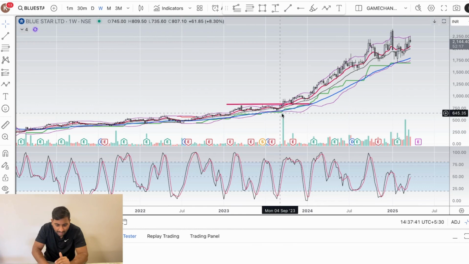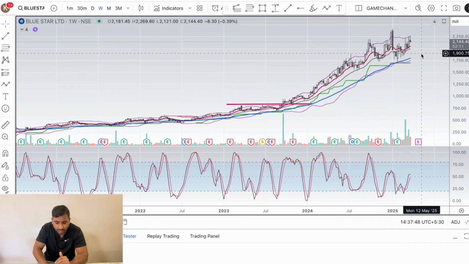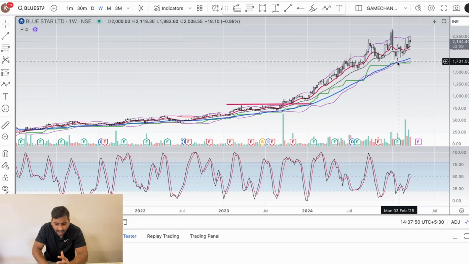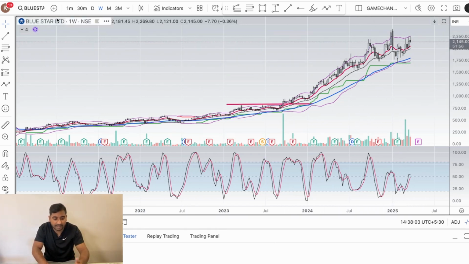Have a look at how beautifully this super trend and the 50 moving average have behaved on the weekly time frame. If this breaks, okay, no problem. One can look to exit and stay out. But if this continues, one should stay in this trade. This is how multi-baggers are made.